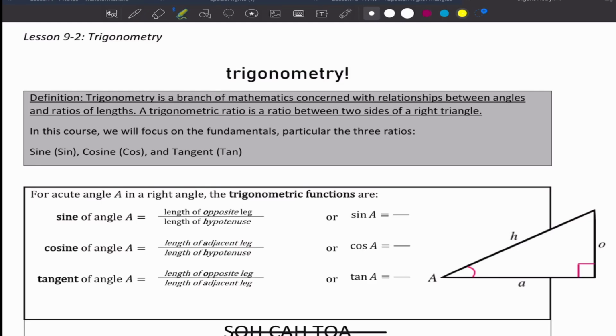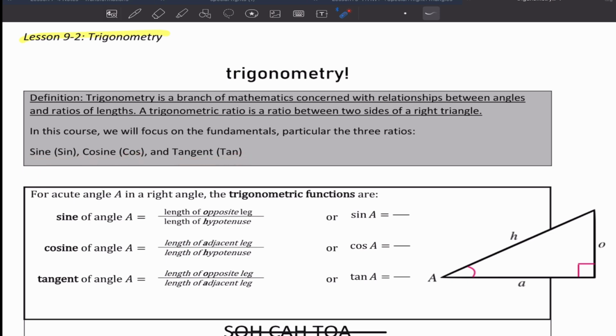Alrighty, lesson 9-2 trigonometry. So, the definition. Trigonometry is a branch of mathematics concerned with relationships between angles and ratios of lengths. A trigonometric ratio is a ratio between two sides of a right triangle. Now, in this course, we will focus on the fundamentals. We're going to be focusing on three ratios: sine, cosine, and tangent.